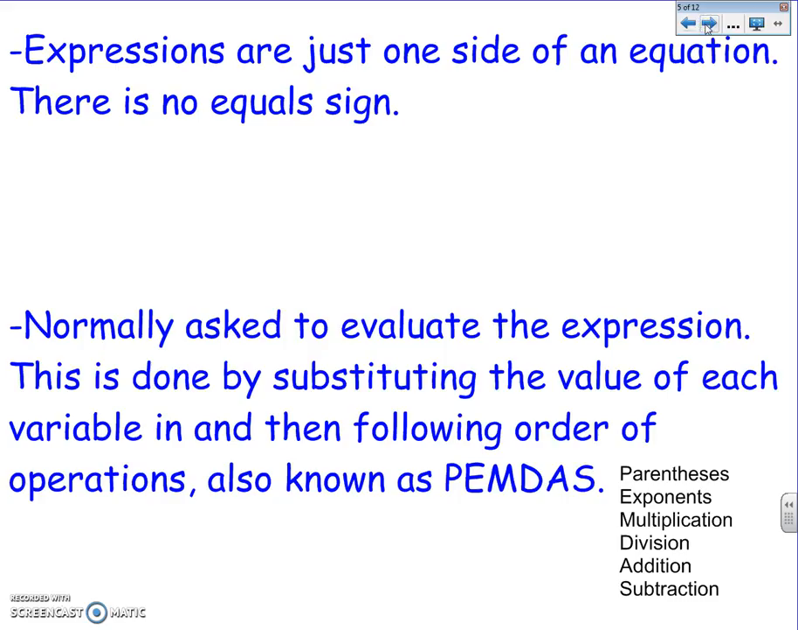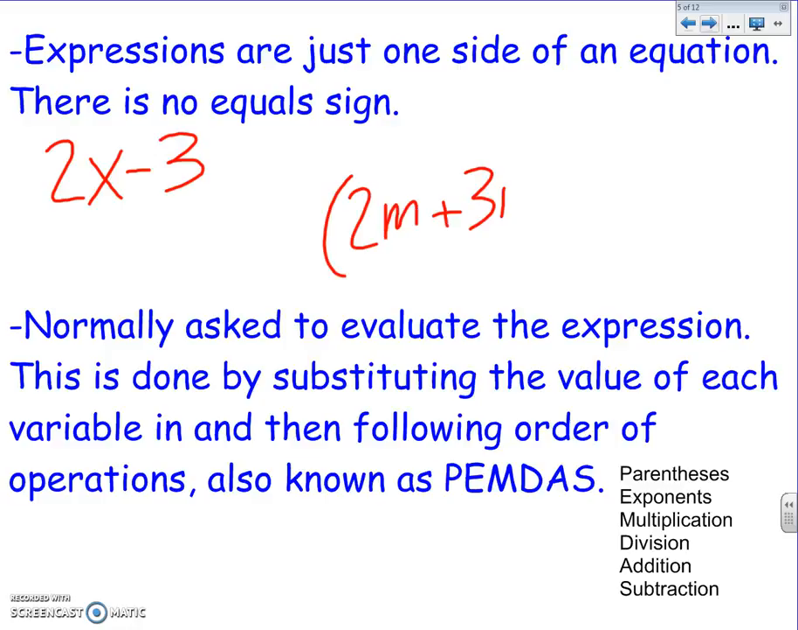Expressions are just one side of an equation. There are no equal signs. An example of this would be 2x minus 3. It's like half an equation. A more complicated one would be 2m plus 3n squared minus 7. So again, that's just half an equation.